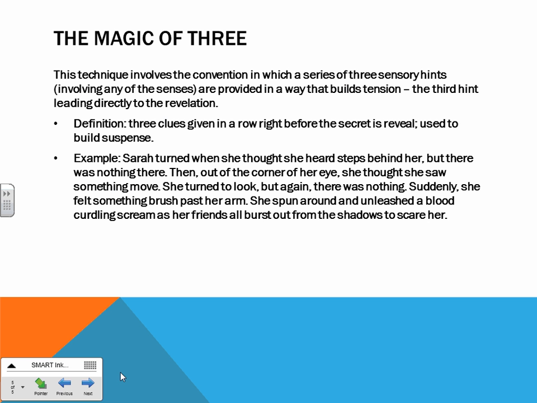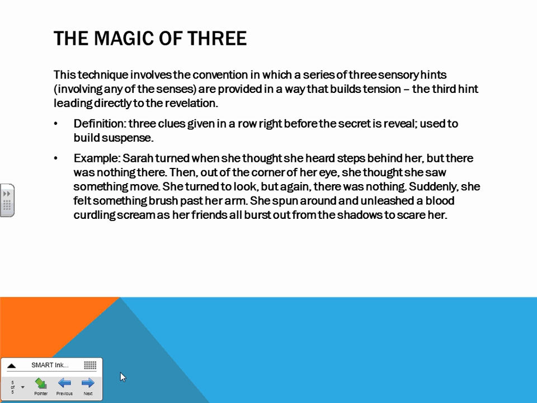The last example is the magic of three. This technique involves the convention in which a series of three sensory hints involving any of the senses are provided in a way that builds tension, the third hint leading directly to the revelation. So the definition for magic of three is three clues given in a row right before the secret is revealed, used to build suspense.